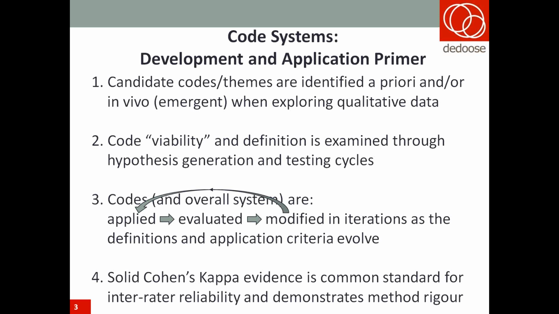And one of the ways to demonstrate the attention that you pay to this is through testing on inter-rater reliability. Cohen's kappa being one statistic that provides very strong evidence that you've applied this methodological rigor in your work.